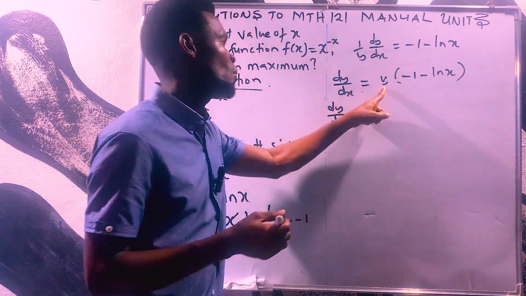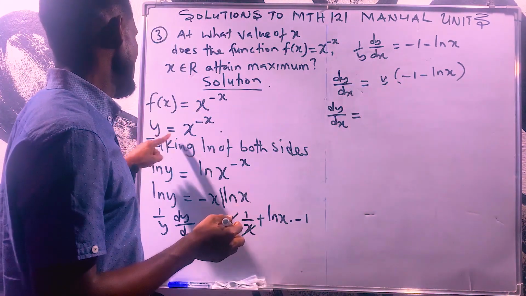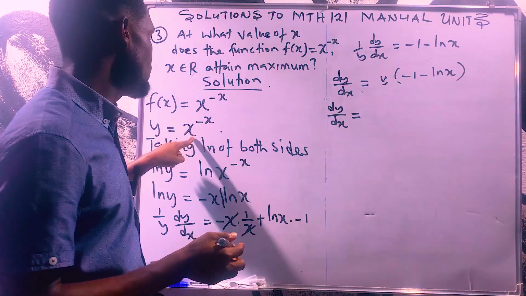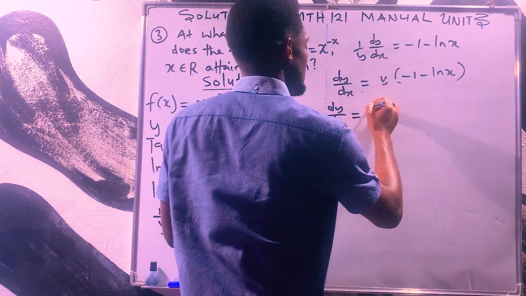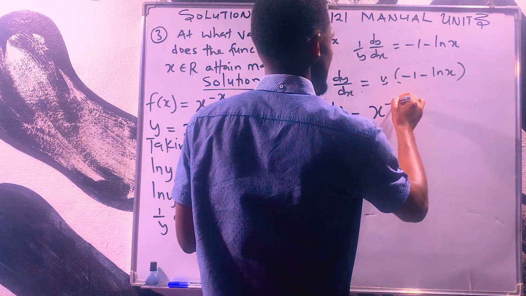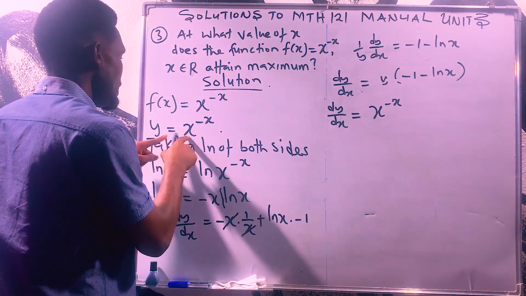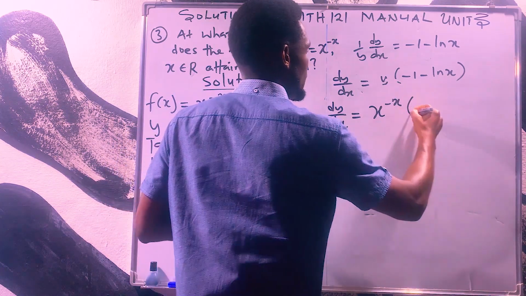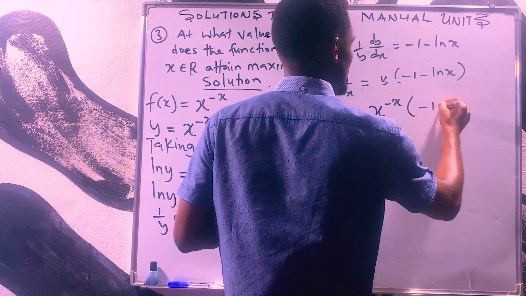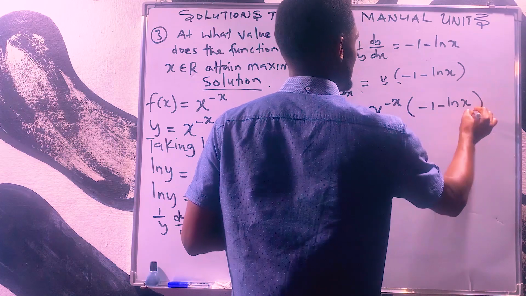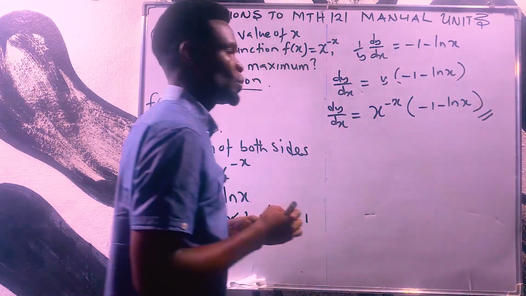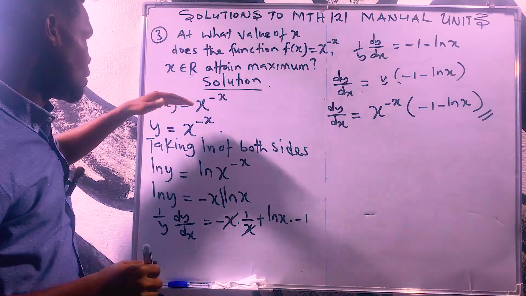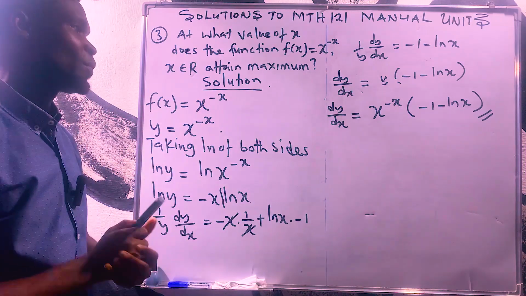All right. Don't forget what y was. y was x raised to the power minus x. So bring it back. So carry this, put it in the place of y, so that you have x raised to the power minus x, into minus 1 minus ln x. This is actually the derivative of this function f of x.